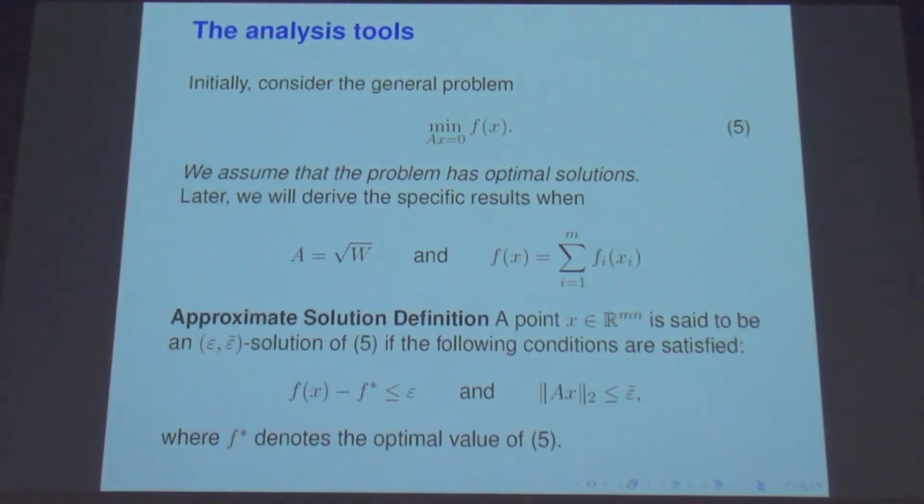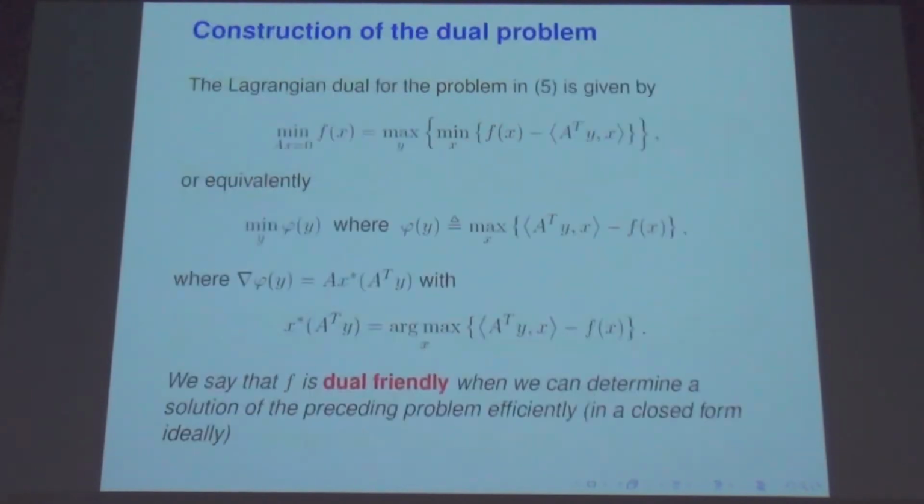So now let's go to the analysis tools. This is our original problem. We have a function with linear constraints, and later we will see what happens with the matrix A, the square root of W, and F is just the summation of the Fi's. We're going to call this an approximate solution if your function f of x is epsilon distance to the optimal value, and if the constraint violation is epsilon tilde. Of course, this is traditional literature on convex optimization.